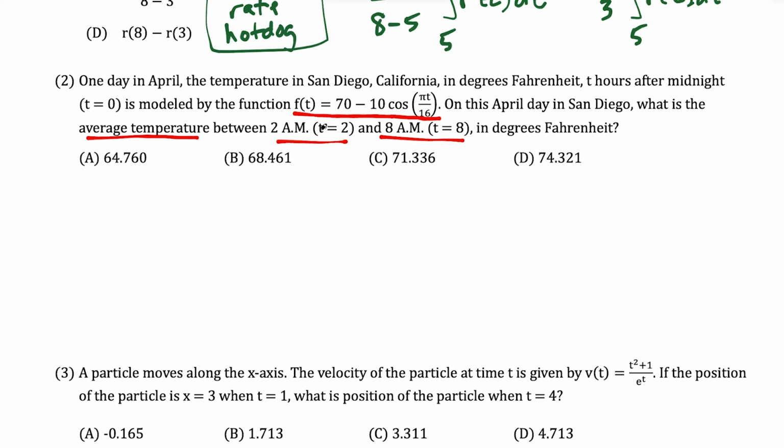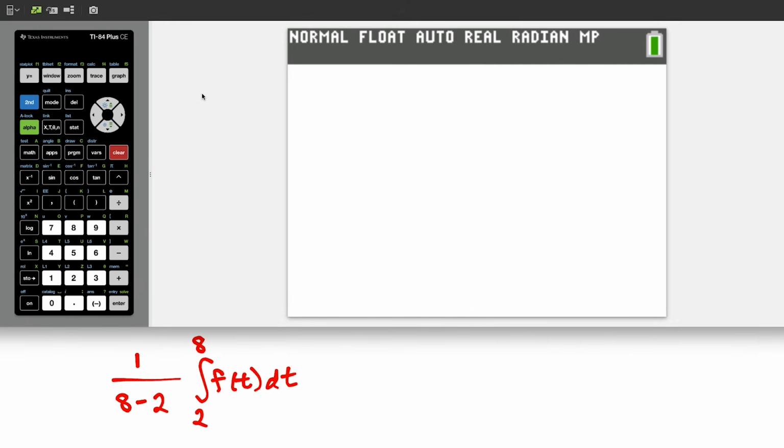Once again, we're going to be using the average function value formula. We're finding the average value of f of t from t equals 2 to t equals 8. So we're going to have 1 over 8 minus 2, multiplied by the integral from 2 to 8 of our function f of t. I'm just going to write it like this, but technically what I'm typing into the calculator in a moment is this entire expression here. One thing to mention before we move forward: make sure that you are in radians for the entire AP Calculus test.